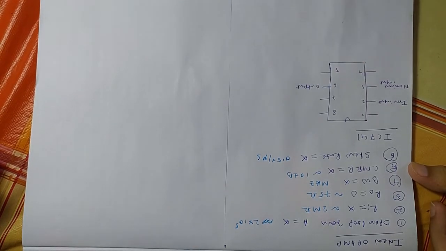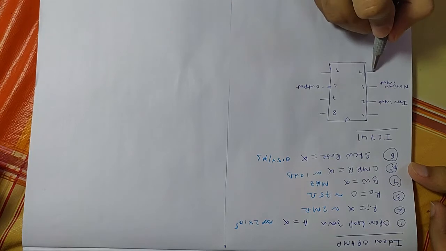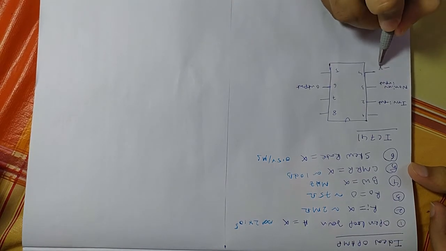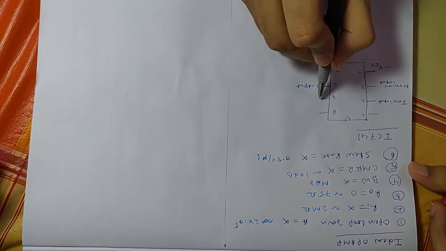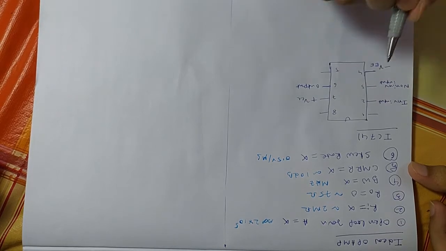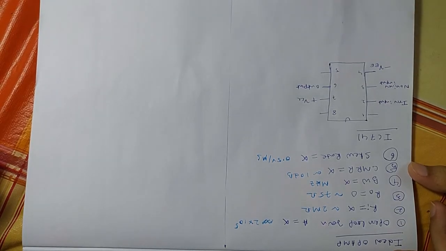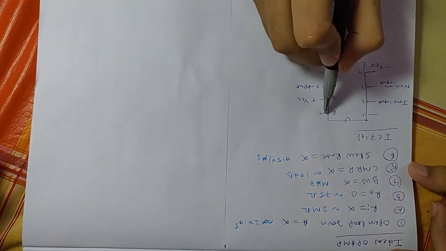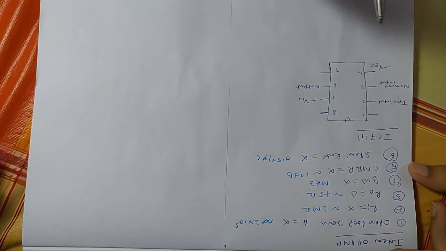Now for the op-amp you need power supplies. So pin number 4 will be negative power supply, minus VEE. Pin number 7 will be plus VCC, positive power supply. Generally we use plus 5 volt and minus 5 volt, or maybe plus 12 volt, minus 12 volt, depending on our circuit.